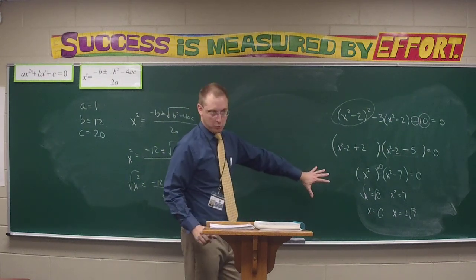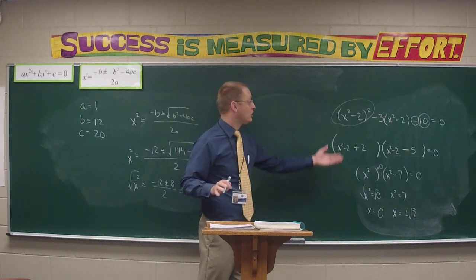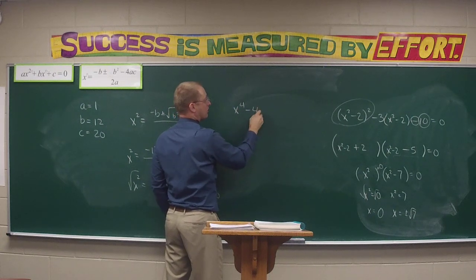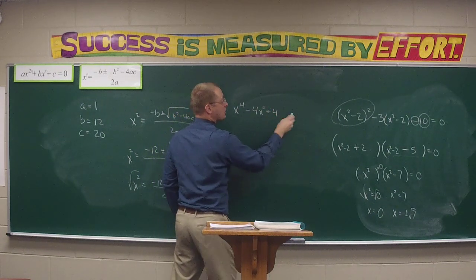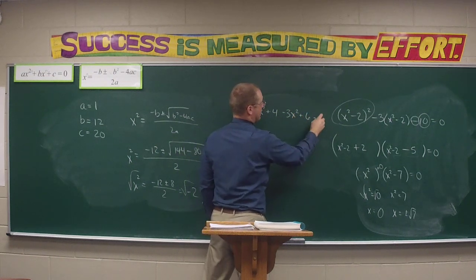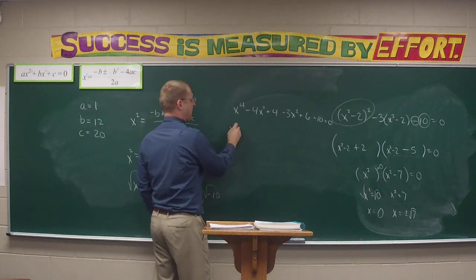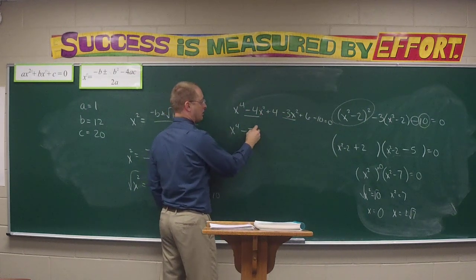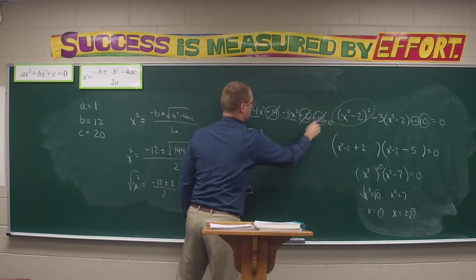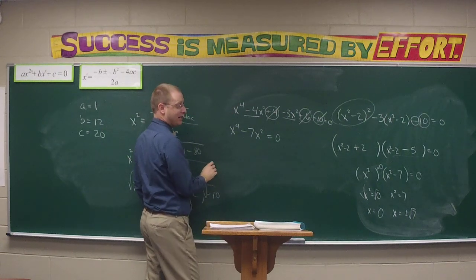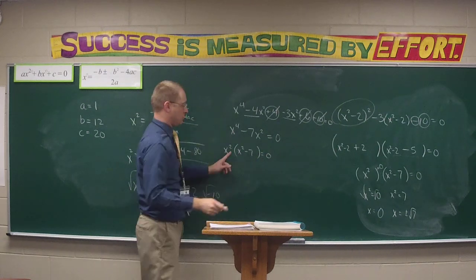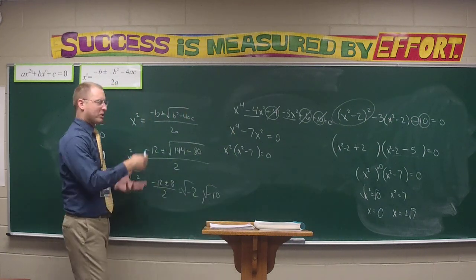Now, this isn't the only way to work it. If you really wanted to, you could square the binomial, class. X squared minus 4, x squared minus 4, x squared plus 4. You could distribute the negative 3: minus 3x squared plus 6, and have a negative 10, all equal to 0. Then you could combine some like terms: negative 7x squared, and 0. And then you could factor out the common factor x squared times x squared minus 7. Oh, that's what we had over there. And then we finish out the same way. So, yeah, a couple ways to work it.